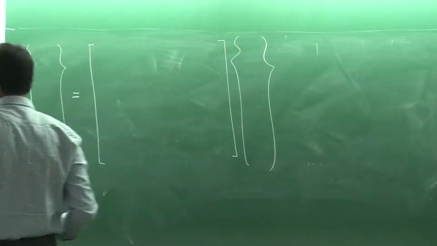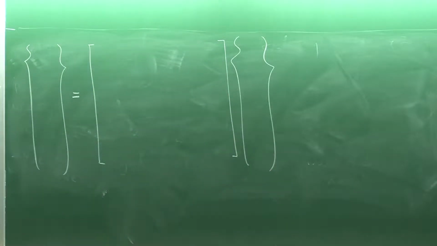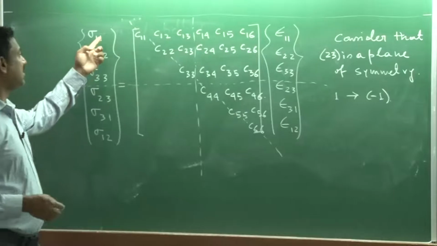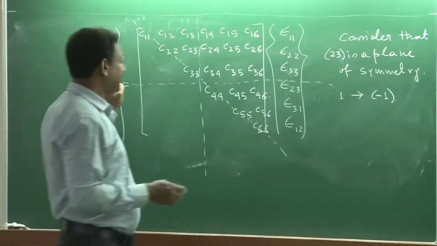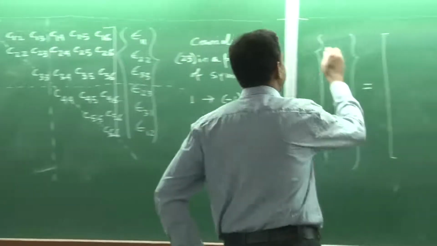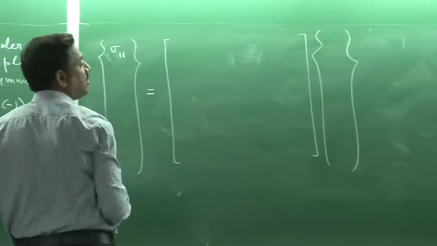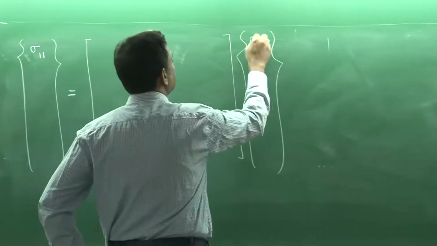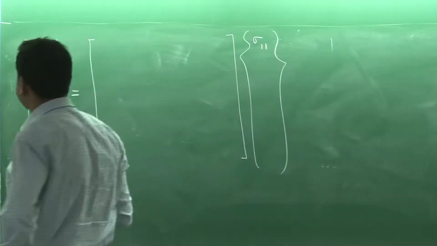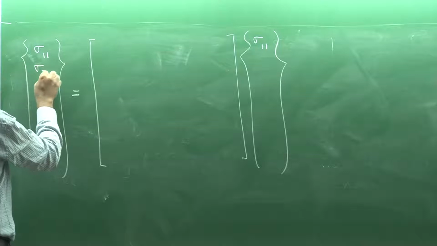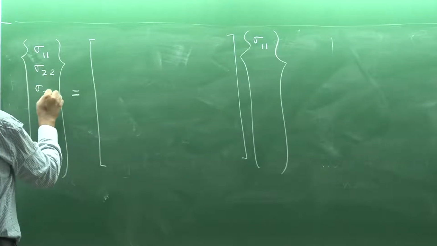Once again, so sigma 1 1, 1 is replaced by minus 1. We have seen that when we are reflecting something, the normal stress does not really change. Why? Because 1 is replaced by minus 1, minus times minus is plus. So that is another way of seeing this. So sigma 1 1, the normal stress, does not change on reflection, as I have explained. Sigma 2 2 will also not change, sigma 3 3 does not really change.